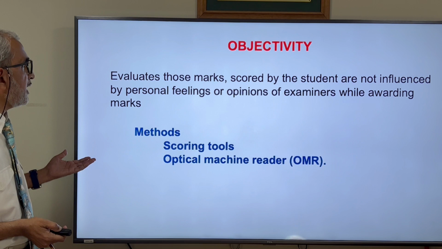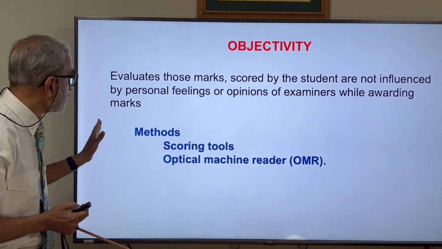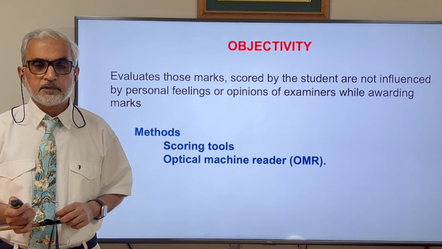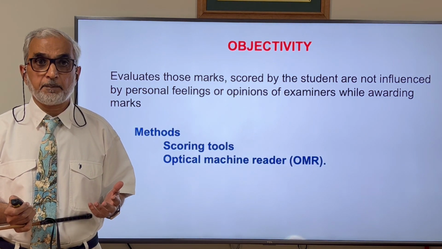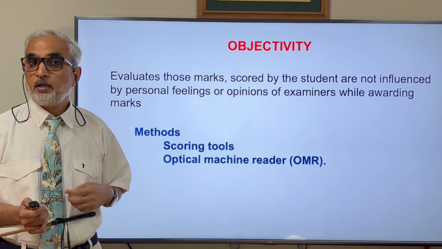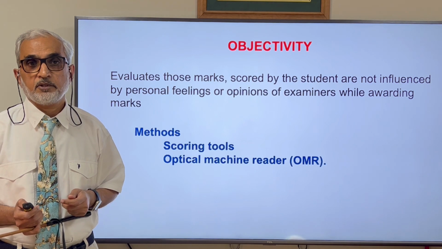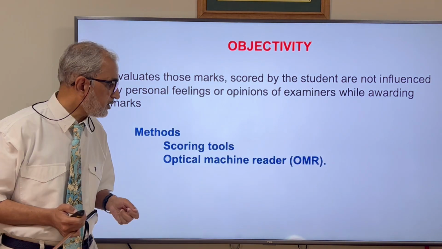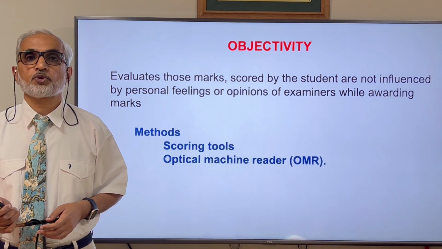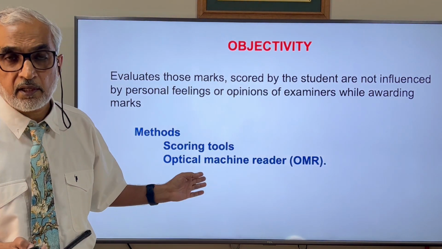Objectivity and reliability is easy to understand. Objectivity evaluates whether the marks scored by the students are not influenced by personal feelings or opinions of examiners while awarding the marks. There are two ways which help us to make a paper objective. One is to use scoring tools, and scoring tools means using answer keys, using rubrics, using checklists, etc. The other is use of optical machine readers, especially in multiple choice and true or false, in which the students give a single item response which he is checking in, then these machines can be used.